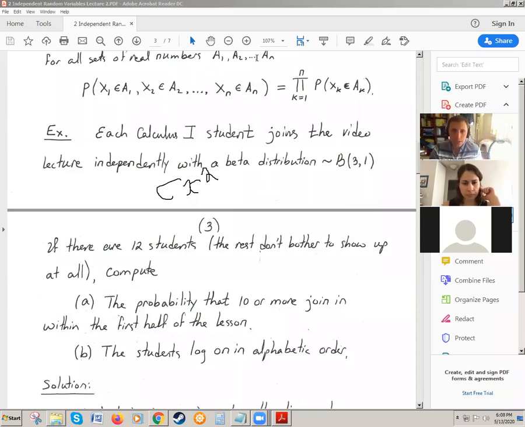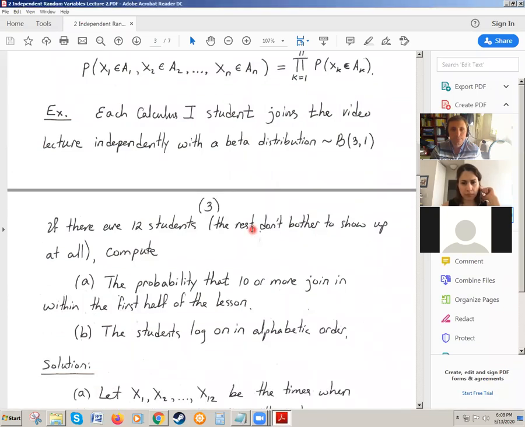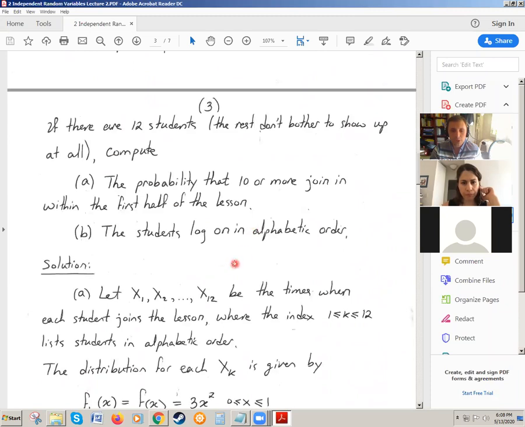Well, shall we proceed with the solution to part A, and then we'll see what happens with the other part here. So first, I will label the variables x1, x2, all the way to x12, because I have 12 students, and let's say the labeling is in accordance with alphabetic order. So this person is the first in my alphabetic list, this is the second person in my alphabetic list, all the way to the 12th. And then for each of them, that's the time when they log on in the session. So 0 means at the very beginning of the session, and 1 means pretty much right when it's over.